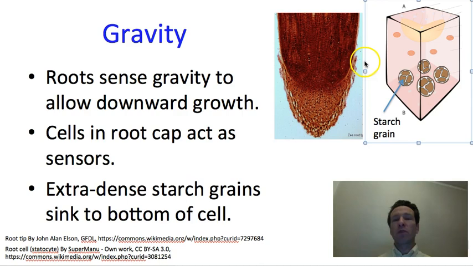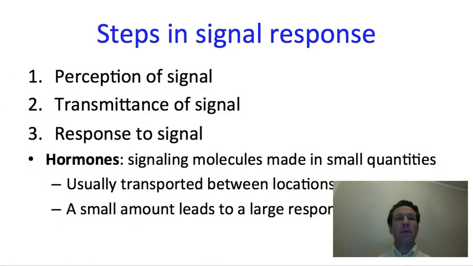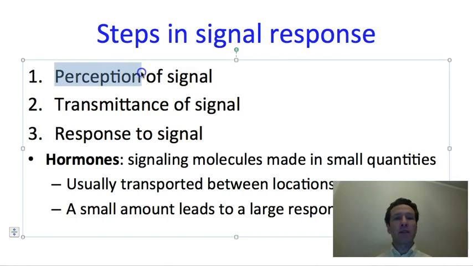If this cell were turned on its side, then these starch grains would fall down to the new bottom side, and the root would have a way of perceiving that its orientation had been changed. That is one example then of how plants perceive the environment. We'll talk about how plants perceive light and some other signals in the next couple days.